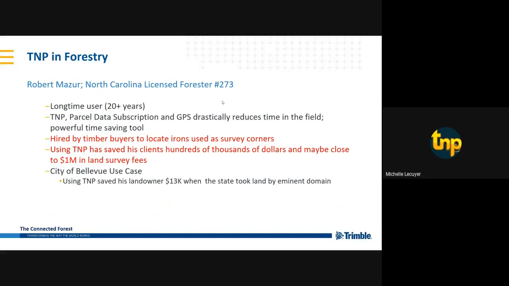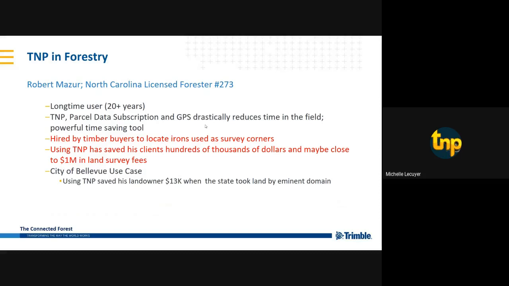His specific niche is that he's hired by timber buyers to locate irons used as survey corners. And this is a direct quote from Bob: Using TMP has saved his clients hundreds of thousands of dollars and maybe even close to $1 million in land surveys. I just wanted to share this, because Bob had gone into depth with a couple of different things. And I'm just going to talk a little bit more about that whole idea of using TerrainNavigater Pro to locate irons.